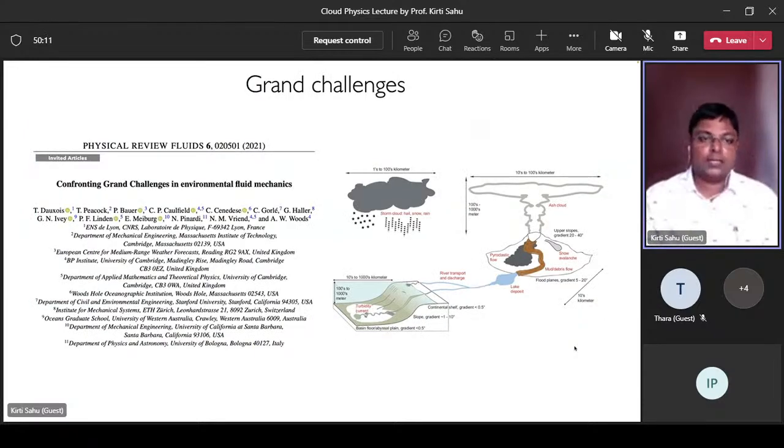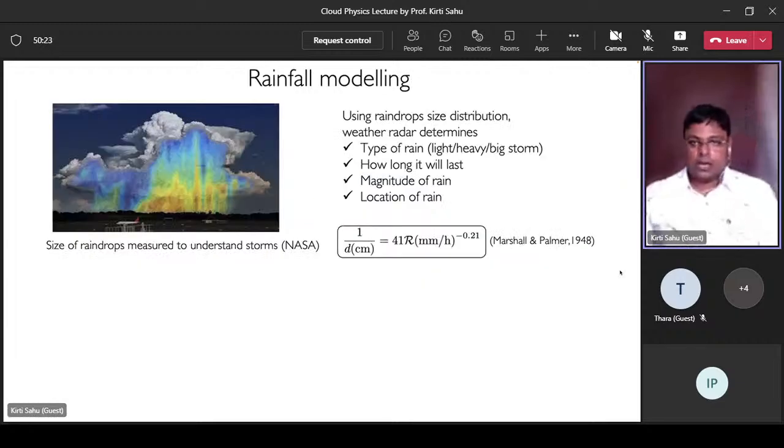These are some of the grand challenges in environmental fluid mechanics, and you can see that clouds and the study of raindrops are very much part of these challenges. Now coming to rainfall modeling, using raindrop size distribution, weather radar determines the type of rain, light, heavy, or big storm, and how long it will last, the magnitude of rain, and the location of rain. Essentially, it uses the Marshall and Palmer formula, which relates the average size of the droplets with the rainfall. So that's the reason understanding the shape and size of raindrops is important.